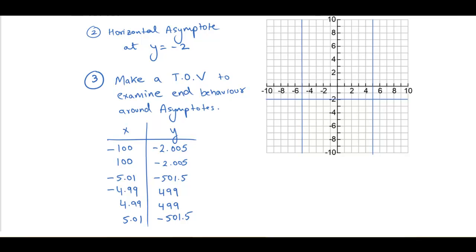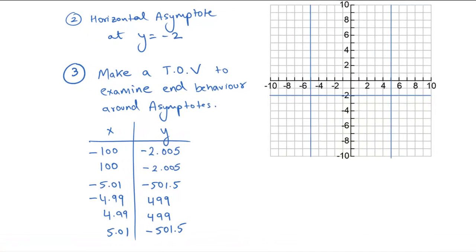Hopefully these are the points that you came up with once you plug them into your calculator. Let's put these on the graph now. So on the graph, let's see what's going to happen. When x is a really big negative number, we're going to be at negative 2.005. So what that's telling us is when x is a really big negative number, we're going to be just below that asymptote. So really close to the asymptote, but just below it, somewhere around there. When x is positive 100, we're going to be in the same sort of location. We're going to be below that asymptote.